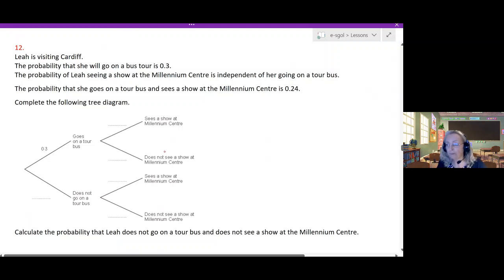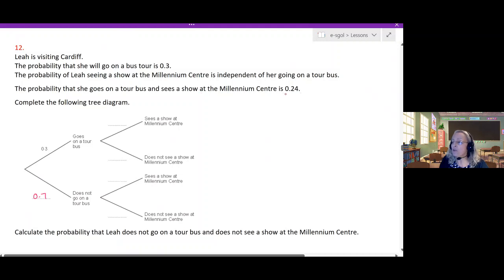Okay, let's start with completing the tree diagram. So we've already been given 0.3 for going on a tour bus. So does not go on a tour bus must be 0.7 because those branches add to 1. And then the next thing we've been told is the probability she goes on a tour bus and sees a show at the Millennium Centre is 0.24.